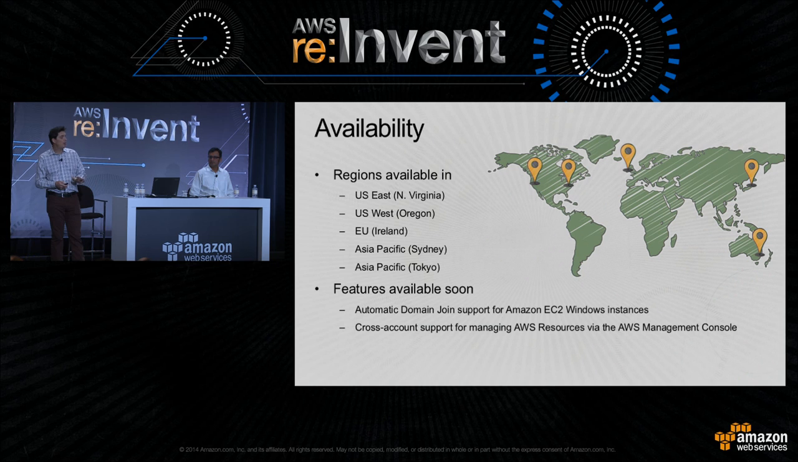Availability today, we're available in 5 regions: US East, US West in Oregon, the EU, Asia Pacific in Sydney, and Asia Pacific in Tokyo. And we'll be expanding to other regions. We anticipate hitting the rest of the regions probably in the next year, if not sooner. And we'll shortly be announcing availability of the auto domain join for EC2 instances at launch, as well as cross-account support for AWS resources and the management console.